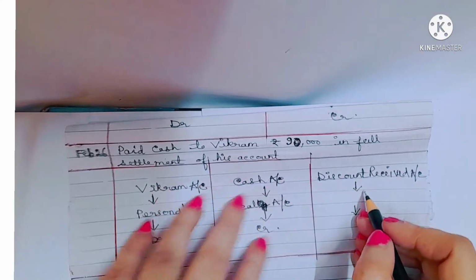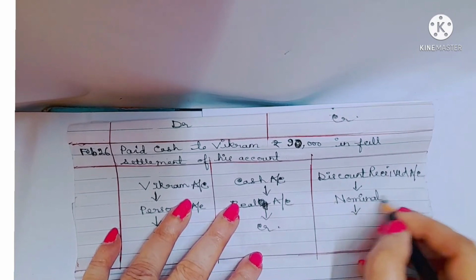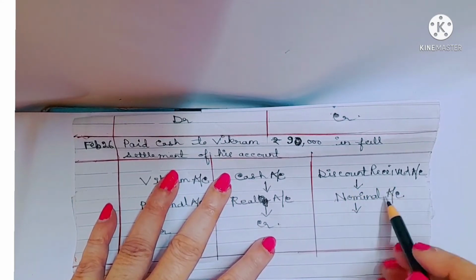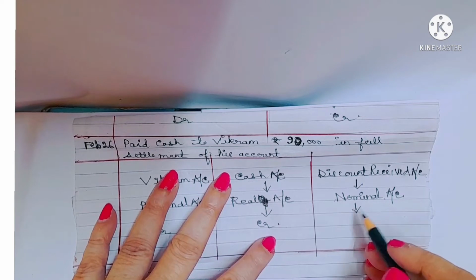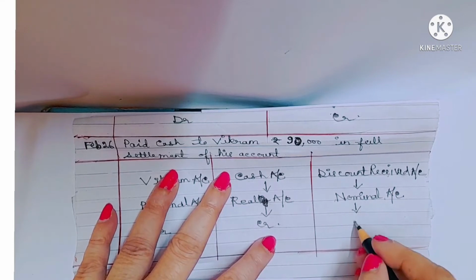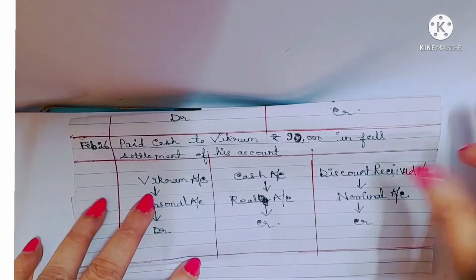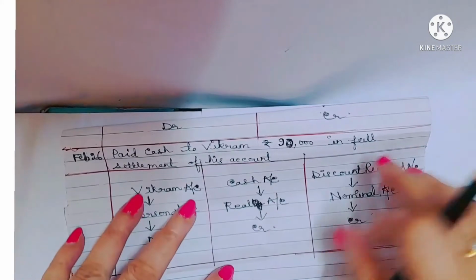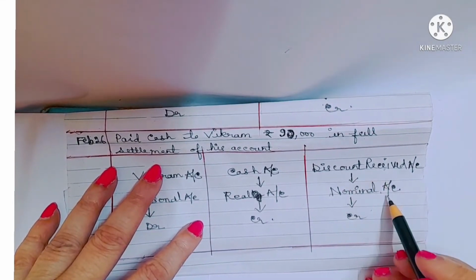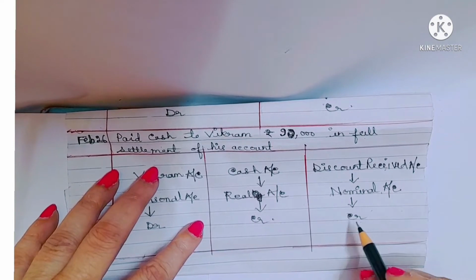So discount received account always falls under nominal account. Please remember this thing or memorize it. Nominal account. Discount received. According to nominal account, all losses and expenses debit, all gains and incomes credit. So discount received is a gain. So it should be credited. When we are paying him 90,000 instead of 95,000, I'll show you the calculation afterwards. So we are receiving some discount. So according to nominal account, all incomes and gains are credit. So discount received account should be credited.